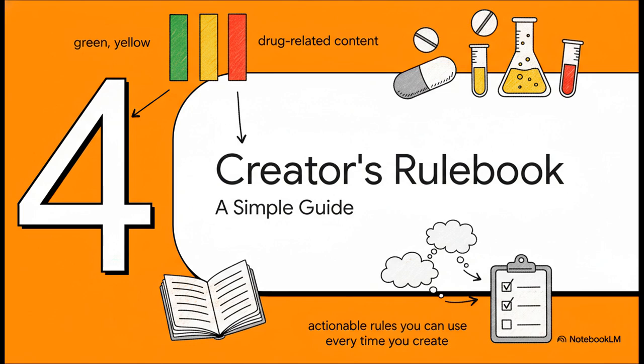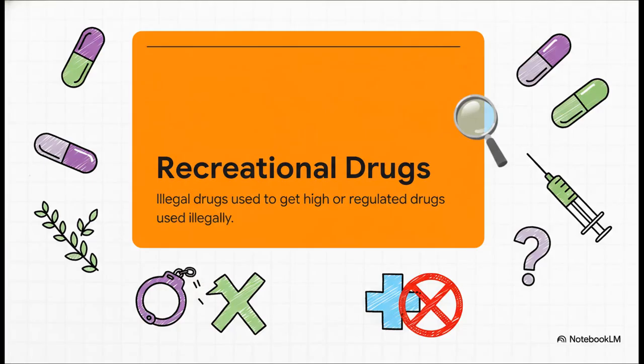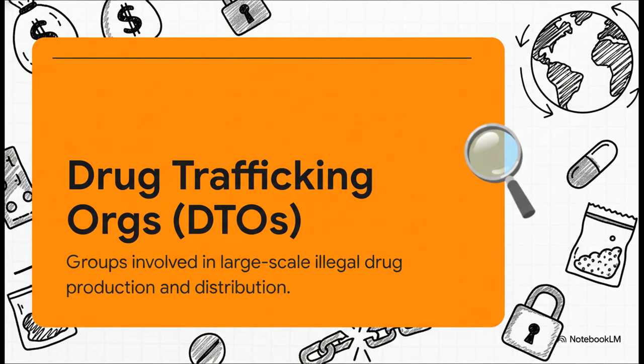So now let's just distill all of this down into a simple, actionable rule book that you can use every single time you create. First things first, let's just get our terms straight so we're all on the same page. When the platform guidelines talk about recreational drugs, they mean two things: illegal substances used to get high and regulated drugs that are being used illegally. Simple as that. And that other key term, DTOs, that stands for drug trafficking organizations. These are just the big, large-scale criminal groups that are making and distributing illegal drugs. And like we said, reporting on them is totally fine. Praising them or recruiting for them is not.